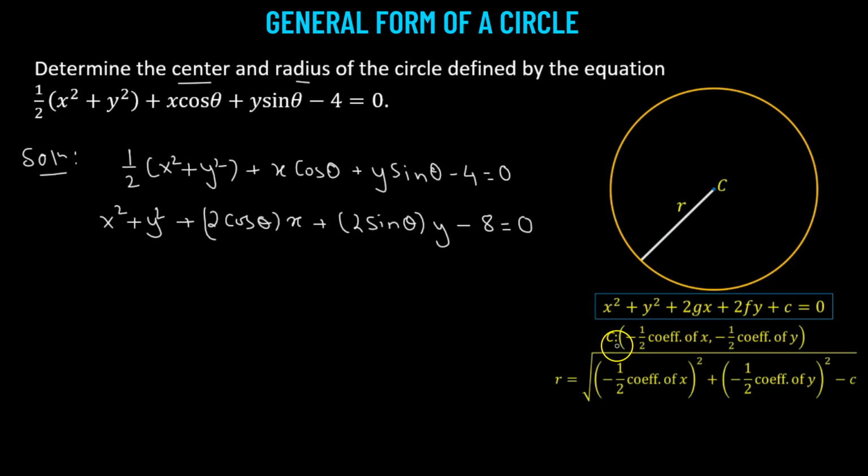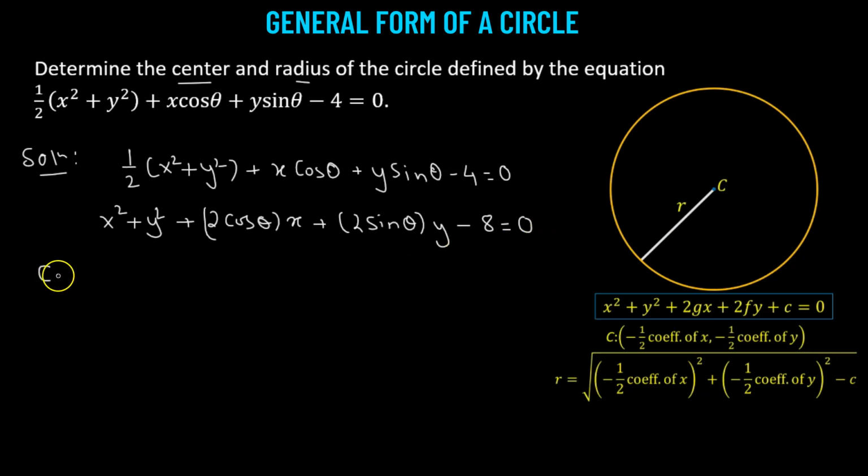Then we can define the center of the circle as negative half times the coefficient of x. This is going to give us the x coordinate, and the y coordinate will be negative half multiplied by the coefficient of y. So the coefficient of y is simply 2f. And the radius can be found by this particular equation, which is r equals the square root of negative half coefficient of x, whole squared, plus negative half coefficient of y, whole squared, and from it we are going to subtract the constant term c.